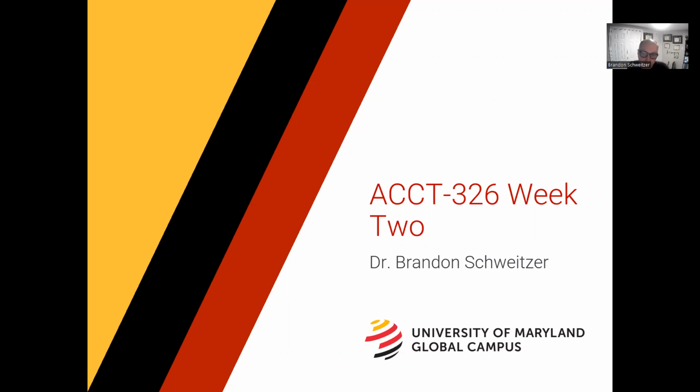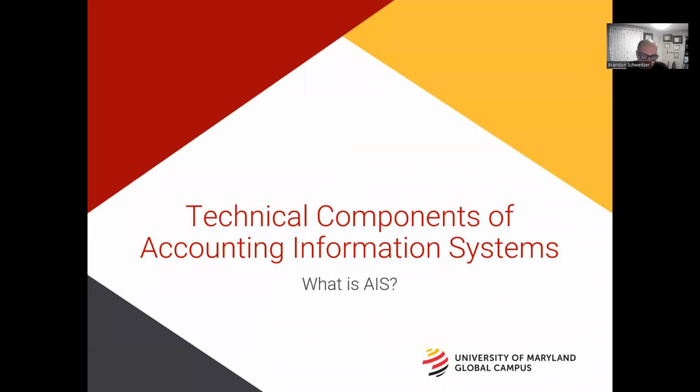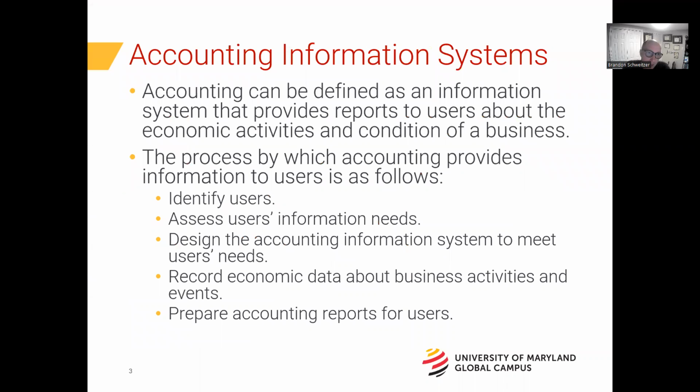And I would like to continue our conversation that we started last week with respect to accounting information systems and how they work. And so in this week, we'll talk about the technical components of accounting information systems. As you recall, accounting information systems are a collective of information that provides reports to end users about the transactions and the overall financial health of the company.